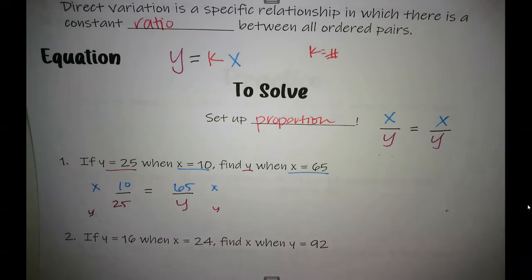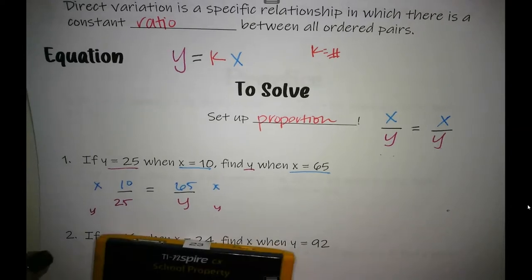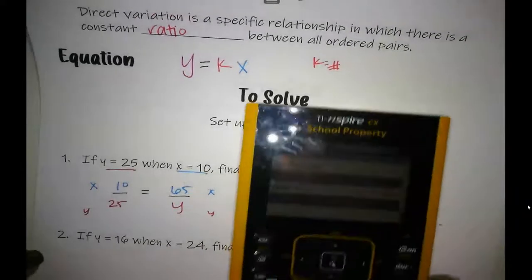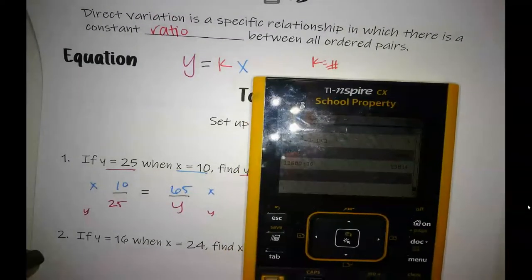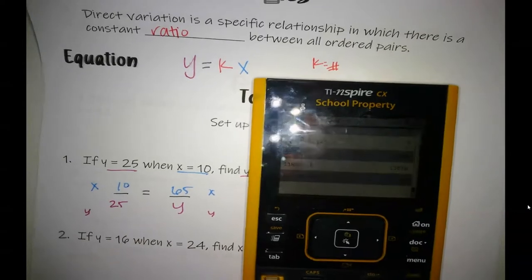You guys might remember this as cross multiply and divide, the butterfly method, something like that in the past. And you most certainly can do it like that. I'm going to, though, use the calculator, since we have one equal sign and one variable.